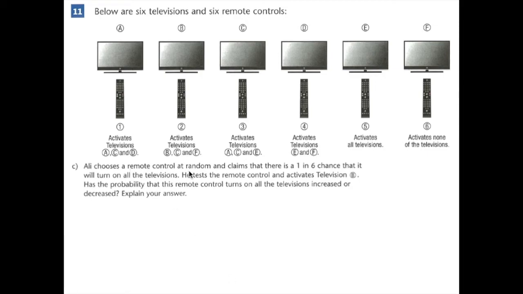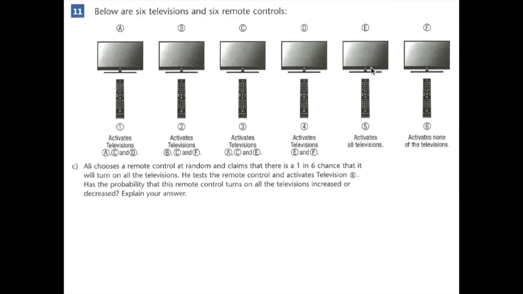Ali chooses a remote control at random and claims that there is a 1 in 6 chance that it will turn on all the television sets. Okay, he tests the remote control and activates television B. Has the probability that this remote control turns on all the televisions increased or decreased? Explain your answer. Okay, so we tested against one television, television B. Well, what turns on television B? Remote 5, and that's what we're after, right?